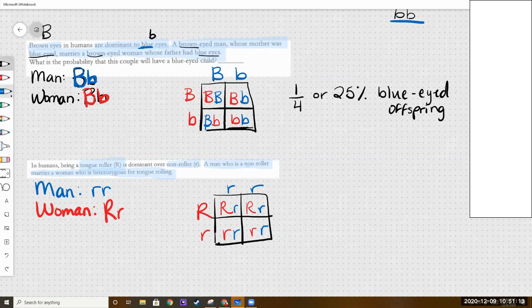Okay, so now I have my offspring, and let's see how many of them are going to be tongue rollers versus non-tongue rollers. So for my offspring, I have 2 boxes with at least 1 capital R. So 2 out of 4 will be tongue rollers. I could also write this as 1/2, right? It's the same thing. And then same thing for my non-tongue rollers, because these are little r. So 1/2 would be non-rollers. Okay.